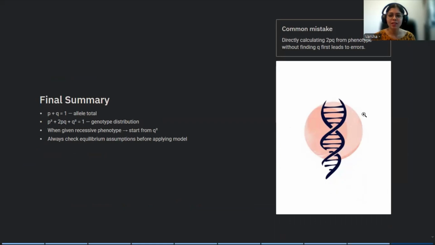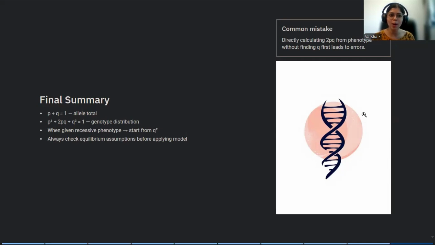Finally, there is a common mistake that people make while calculating 2PQ from phenotype without finding the Q first. So find the Q first always. If P is given and you have to find the 2PQ frequency, the heterozygous frequency, always find the Q first and then proceed with the rest of your calculations.